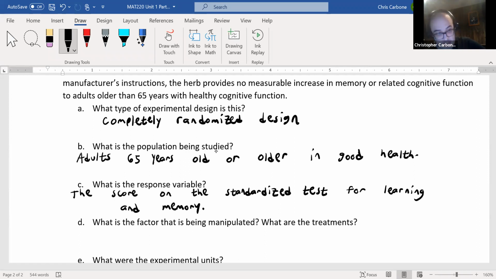Then for part D, I have what is the factor that is being manipulated? And then what are the treatments? Well, the factor that's being manipulated, this is whether or not they receive that herb. The specific treatments are the 40 milligrams 3 times per day. And the other one was that matching placebo.